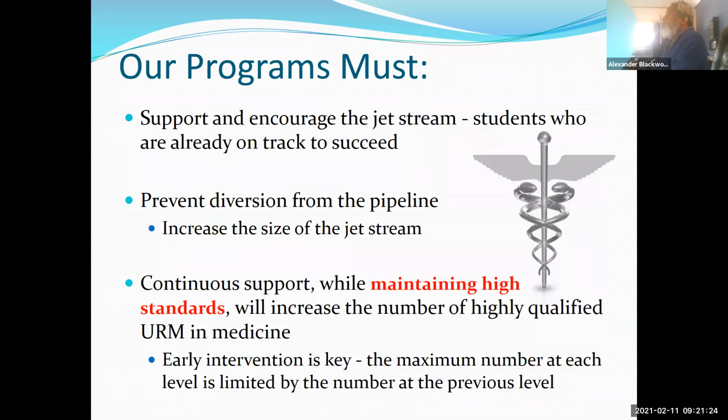So the programs that you develop have to support the flow. They have to support those students that are going to make it no matter what, and also help support the students that would have fallen off the pipeline. High standards have to be maintained, and that's really one of the key critical issues. You can't lower the bar. Early intervention, high standards. Next slide.